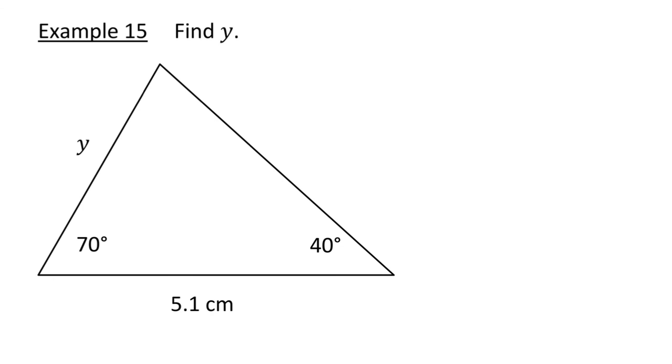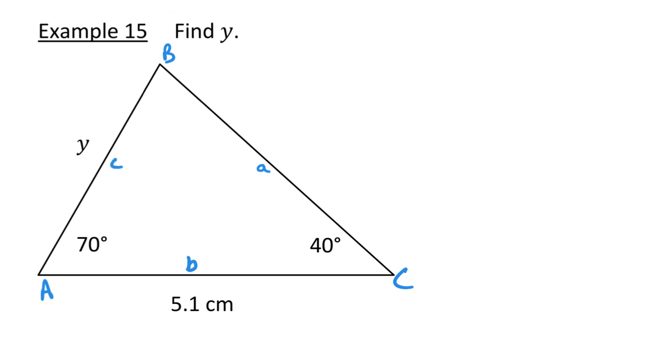Example 15 then, find y. So same again, we're going to start off by labelling our triangle. So we get A, B and C. The side opposite angle A is small a, the side opposite angle B is small b, and the side opposite angle C is small c.